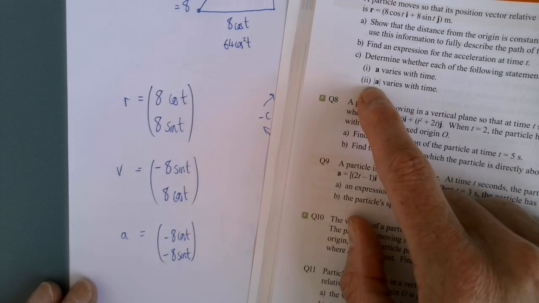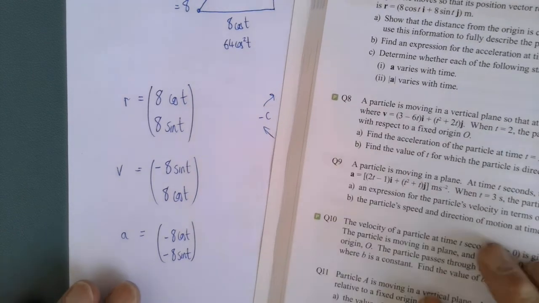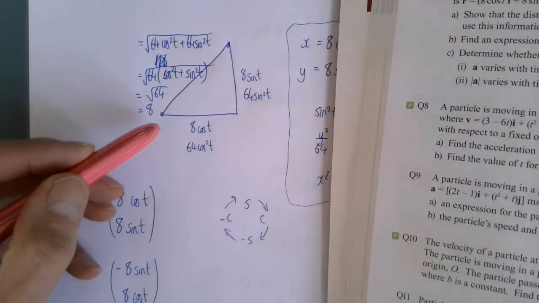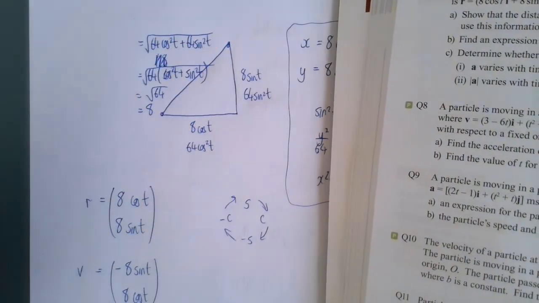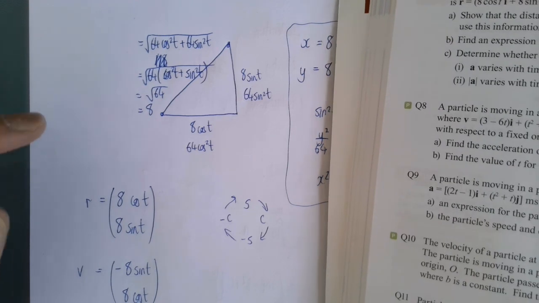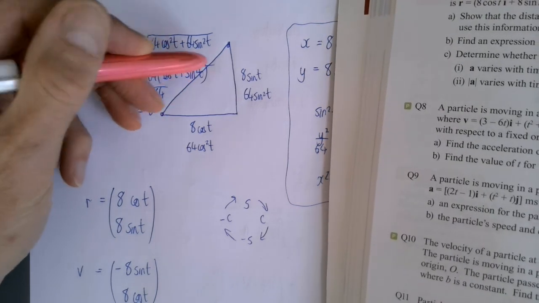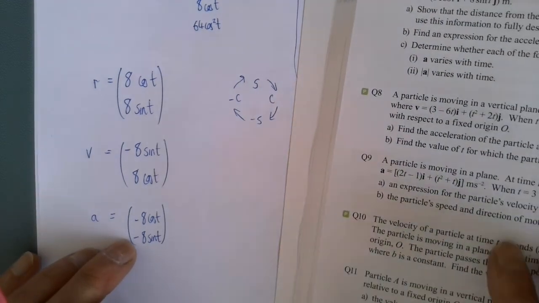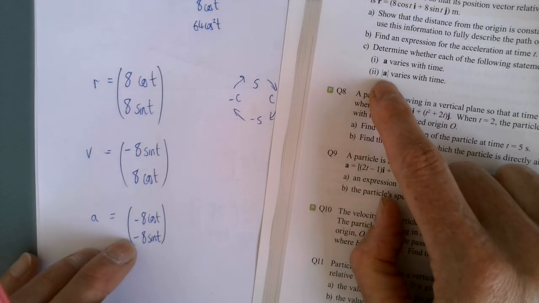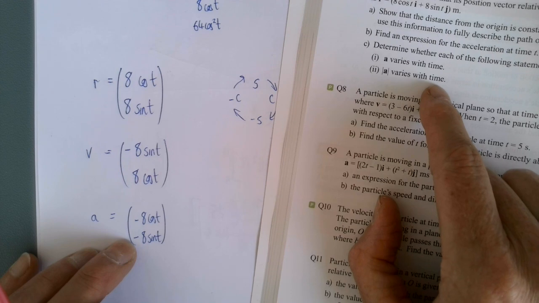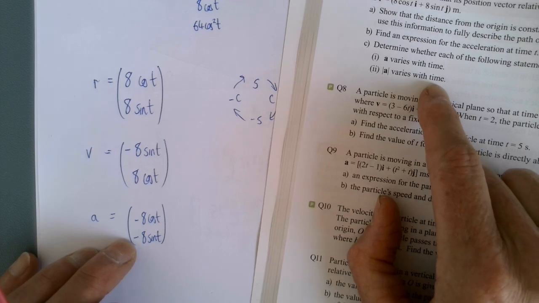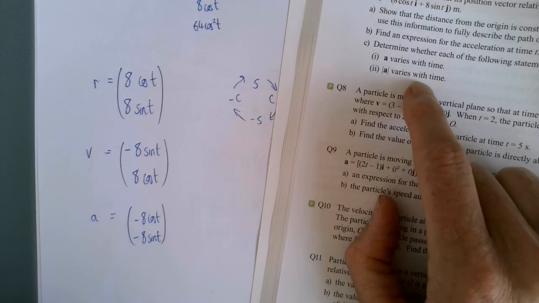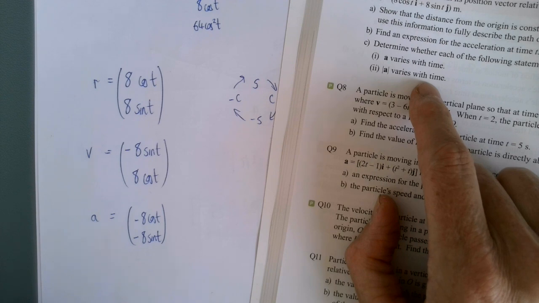Well, I'm going to answer the bottom one first. This is the same as we answered up here. This was the magnitude of the distance from the origin, the position. This was the magnitude, and it was constant, it was 8, and so we're going to get the same here. So for part 2, no, it doesn't vary with time, it's going to be 8. So the magnitude of the acceleration will always be 8.